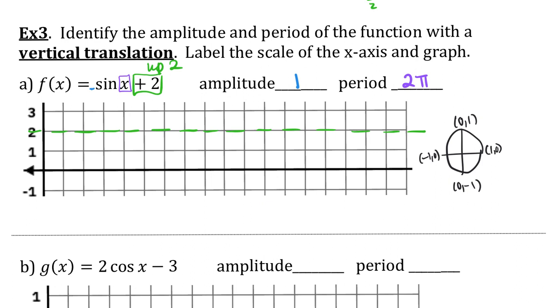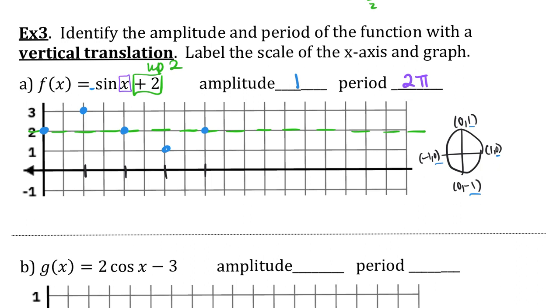Sine is the y-coordinate, so this should go 0, 1, 0, -1. Let me space it out. 1, 2, 3, 4. I should go 0, 1, 0, -1. Instead of starting from here, I'm going to start from my midline, so that way I've already moved up 2. So from my midline, 0, 1, 0, -1, and then back to 0.